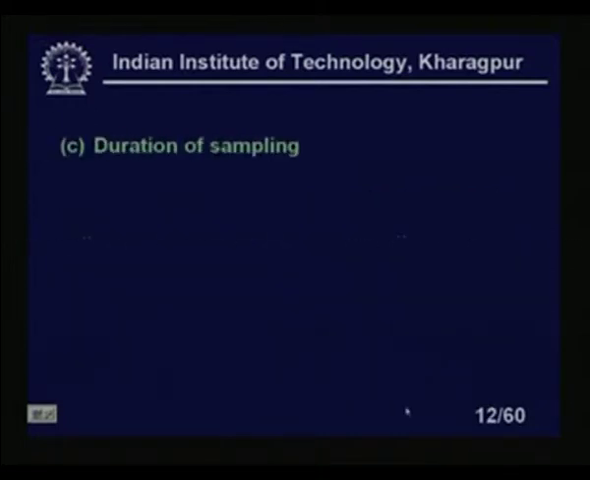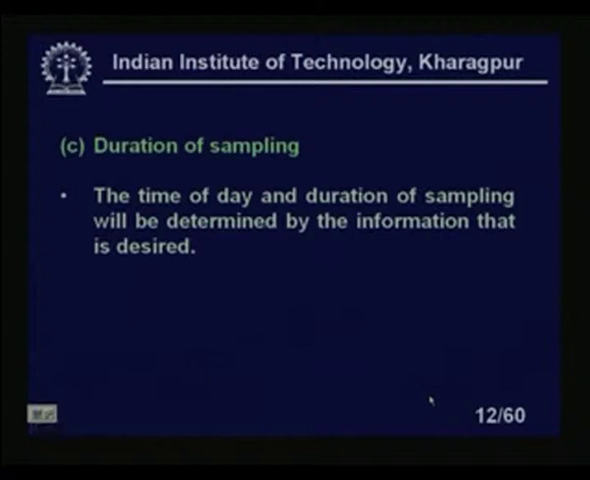Now, duration of sampling, that is also important. Time of the day and the duration of sampling will be determined by the information that is desired. Okay. Because if you go to busy streets and take a sample at 5 o'clock in the morning, there is no use, hardly any pollution at that time, but at 10 o'clock in the morning, if you take a sample, you will get the exact estimate of how much pollution is there, or what is the worst case pollution in the streets in the evening or in the morning.